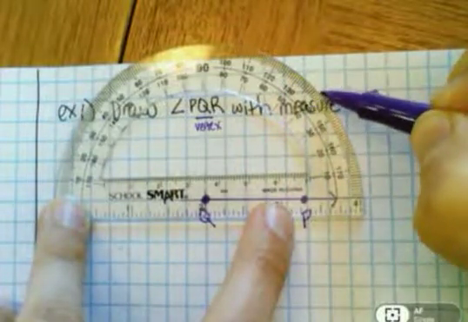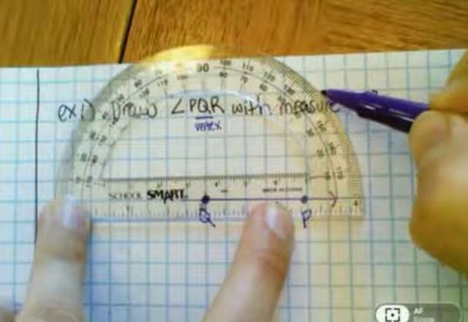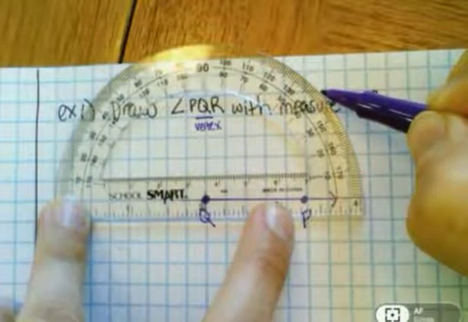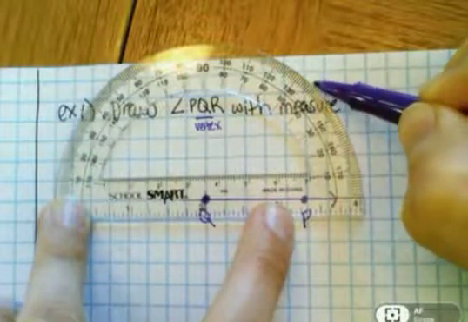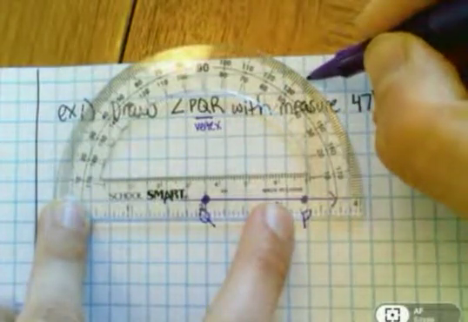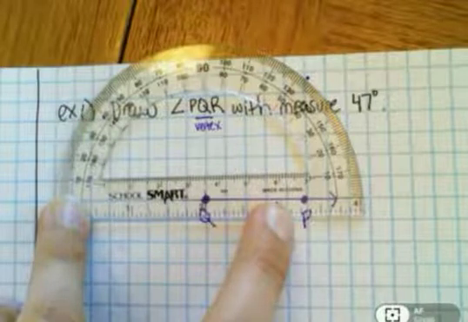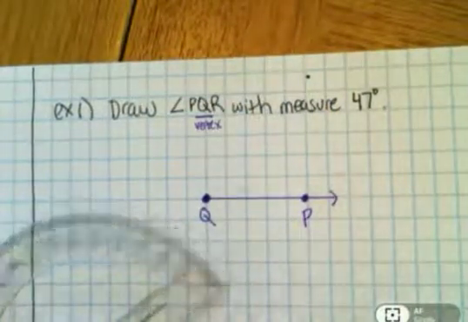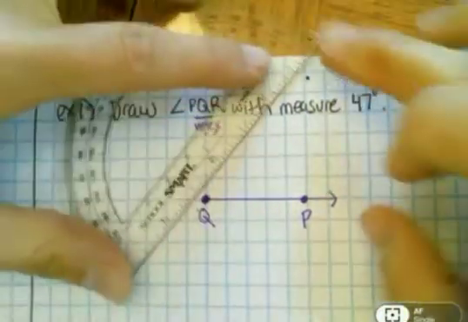So here's 40 there. I'm going to move to the outside because it has the little ones. And then 41, 2, 3, 4, 5, 6, 7. So there's 47 degrees right there. And I'm just going to put a dot at 47 degrees. And then all I need to do is connect the vertex with that dot to make another ray.